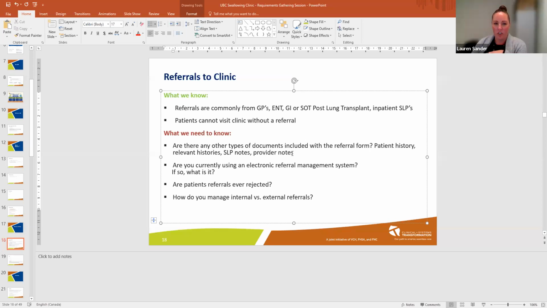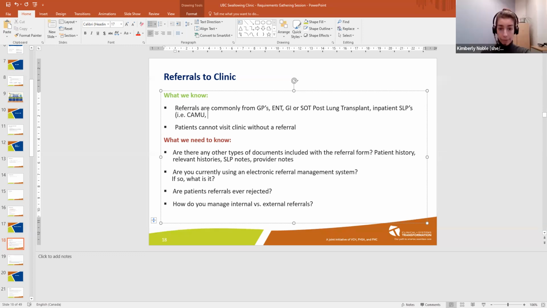And can I just double check on one thing about the referrals? When we say the inpatient SLPs, is that capturing our own internal inpatient referrals coming from like CAMU, in addition to anyone else that might be coming as an inpatient? Yeah, it could be CAMU, could be VGH, or absolutely. Okay, perfect. Good point. Okay, good to know.